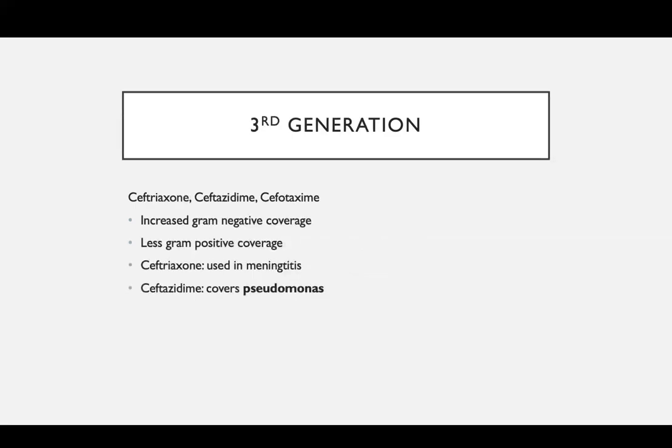Our third generation cephalosporins are ceftriaxone, which is Rocephin, ceftazidime, and cefotaxime. These again have increased gram-negative coverage, and they have less gram-positive coverage. Ceftriaxone you will see used in meningitis, and ceftazidime does cover Pseudomonas.